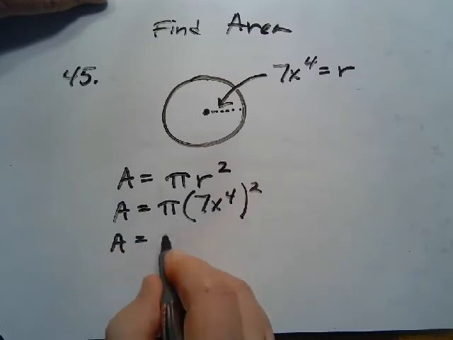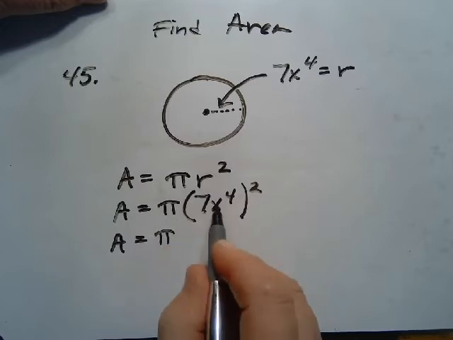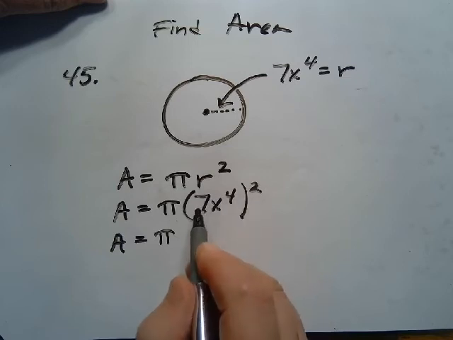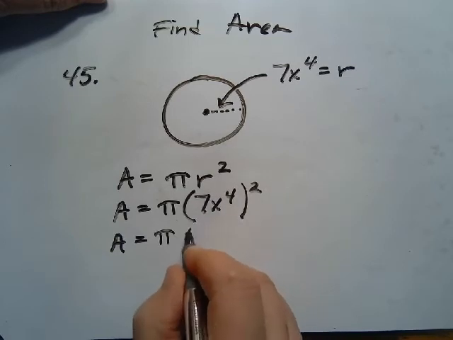So let's go ahead and do that. We'll leave the pi alone here. 7 squared. You don't multiply a base times a power. You just square the number. 7 times 7 is 49.